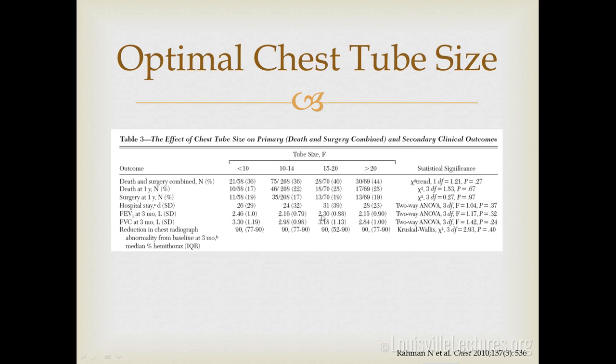This was a trial done, the MIST1 trial, where they looked at all different sizes of chest tube, less than 10 French, 10 to 14, 15 to 20, more than 20, which is the category of the surgeons, and they looked at many different outcomes: death at 1 year, rate of surgery, hospital stay, your air flows, your improvement in chest x-ray, and overall there was no difference in the chest tube size.